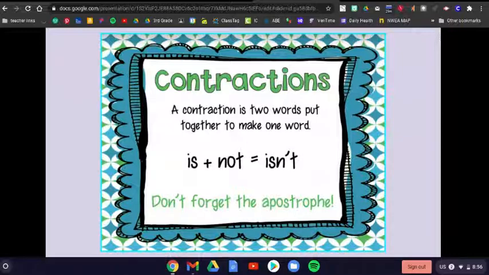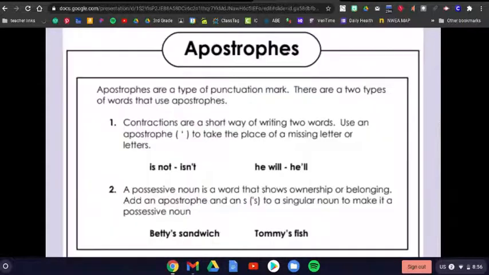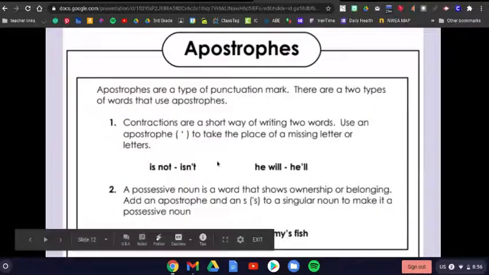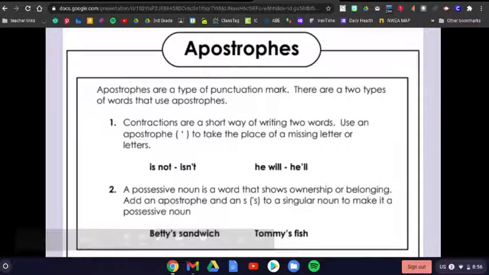Contractions use a tool called an apostrophe. An apostrophe is this teeny little mark that kind of hangs up in the air. An apostrophe is a punctuation mark. We use them for contractions to replace the missing letters. Is not is on the screen again. We take out the O from not and smoosh it to say isn't. Another example is he will, like he will buy a game. If I use the apostrophe correctly, I can say he'll buy a game.